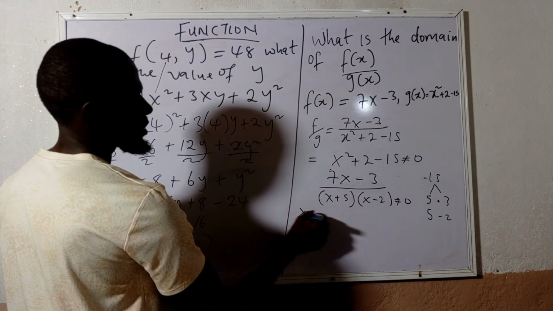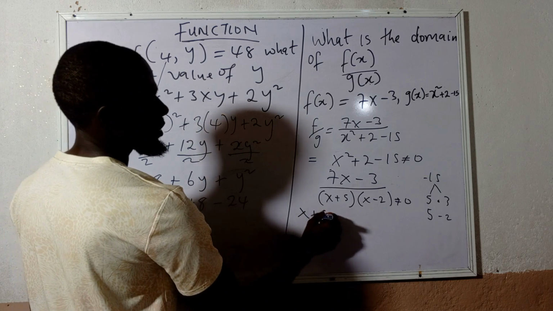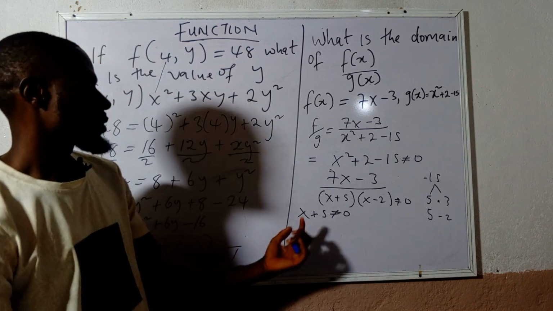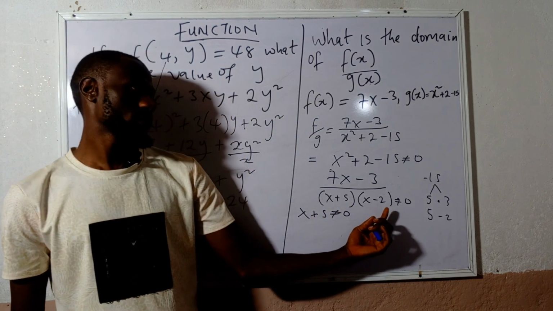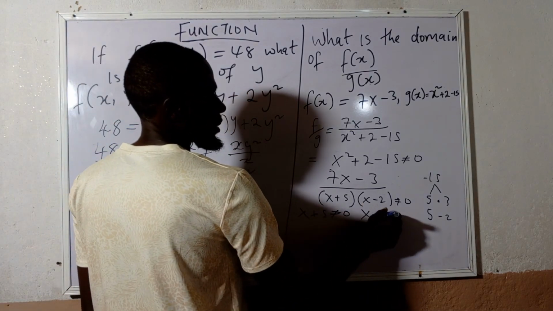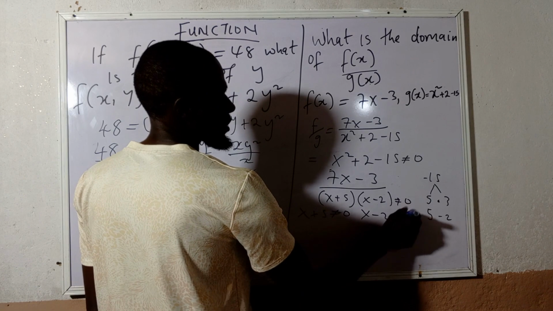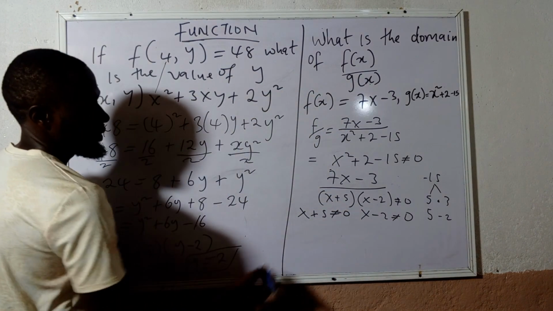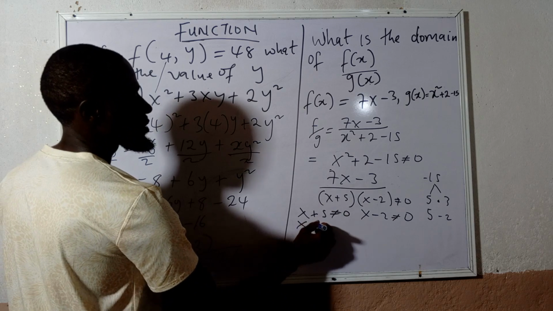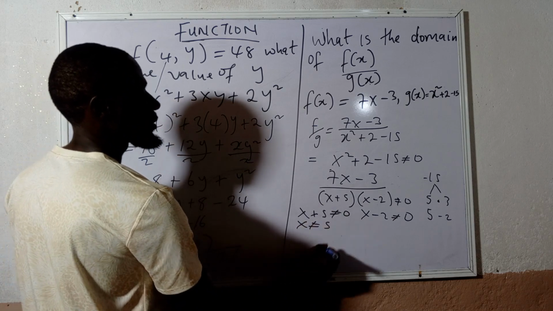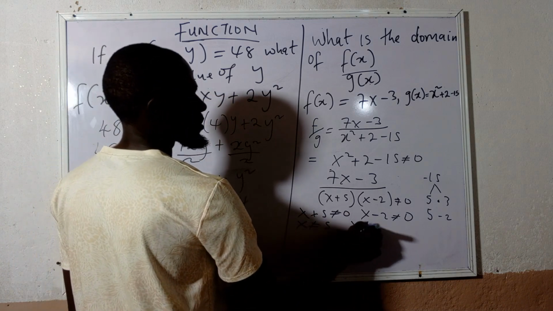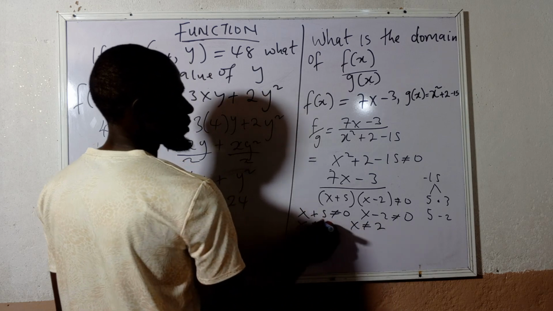That is, x plus 5 is not equal to 0. Also, x minus 2 is not equal to 0. Also, x is not equal to 5, or x is not equal to 2 minus 5.